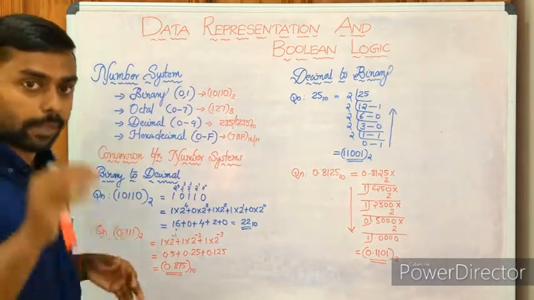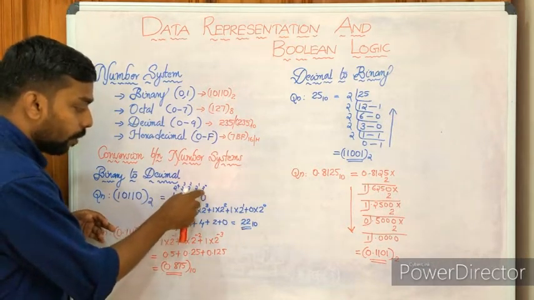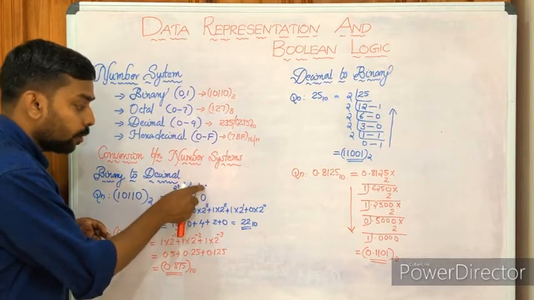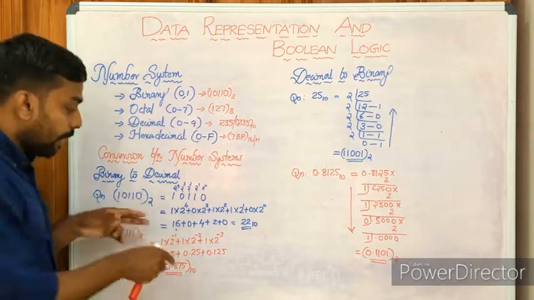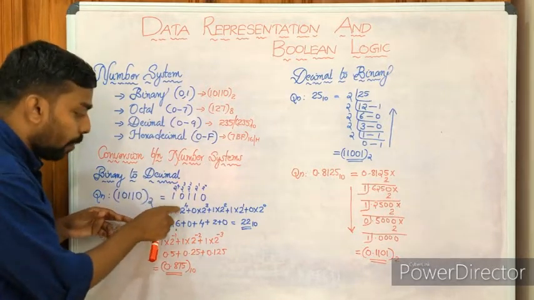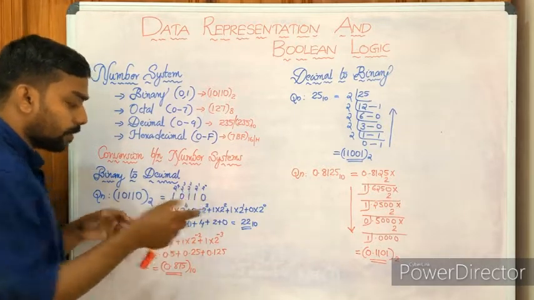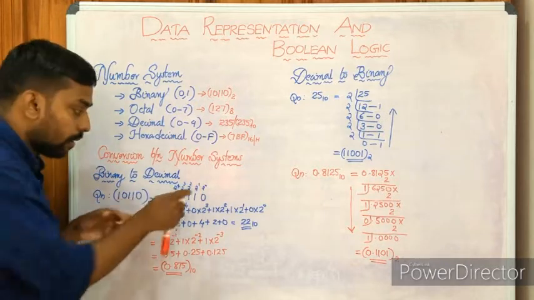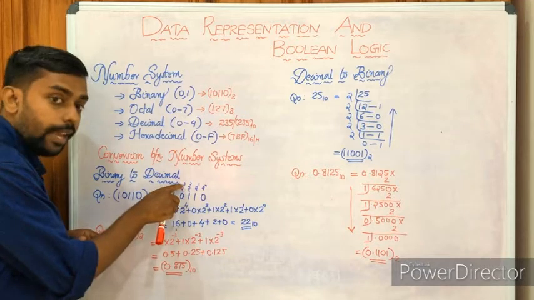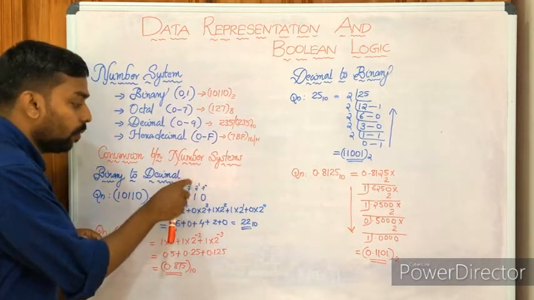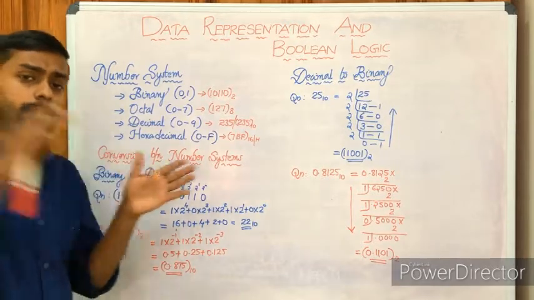Here is the simplest method. First you just place the number again, 10110. What is the place value of the last 0? It is 2 raised to 0, 2 raised to 1, 2 raised to 2, 2 raised to 3, 2 raised to 4. Then we multiply 1 into 2 raised to 4, plus 0 into 2 raised to 3, plus 1 into 2 raised to 2, plus 1 into 2 raised to 1, plus 0 into 2 raised to 0. You know the values: 1, 2, 4, 8, 16, 32, 64, 128, 256. It goes like that.